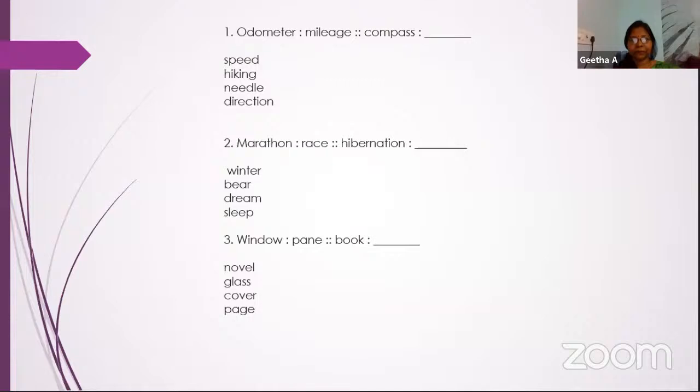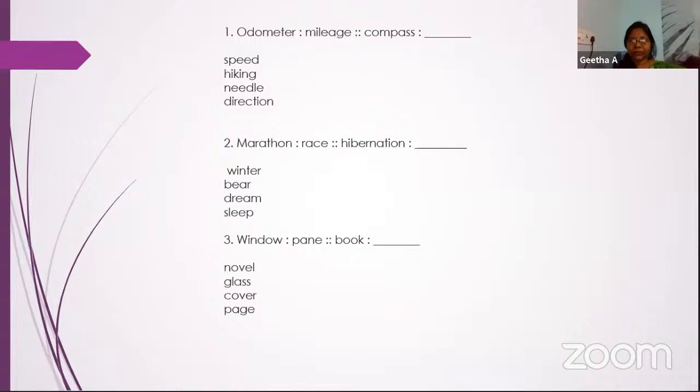Marathon and race is like, okay. Bear. Hemant, is it bear? I don't think so. Oh, you mean hibernation? Bear goes into hibernation. Okay. But you see the relationship between marathon and race, and then you can think about it. Some say it is winter also. In winter, we go into hibernation. Yes, marathon is a long run. Yes, very true, Santosh Kumar.